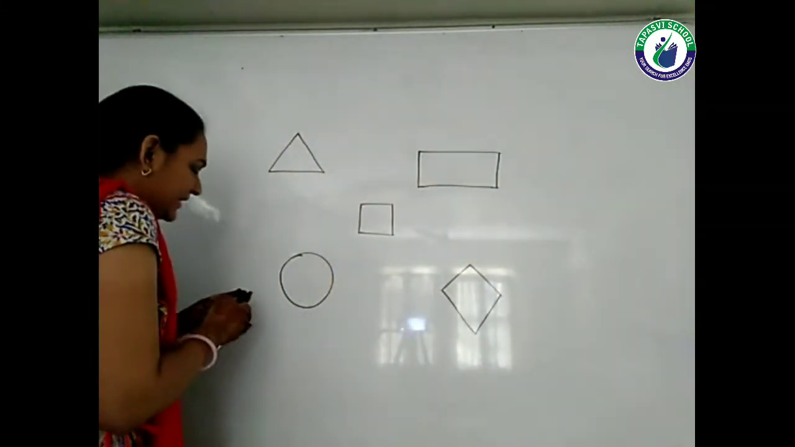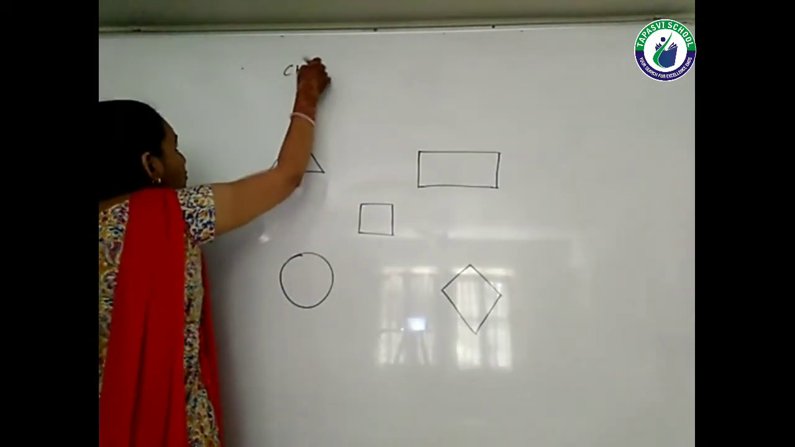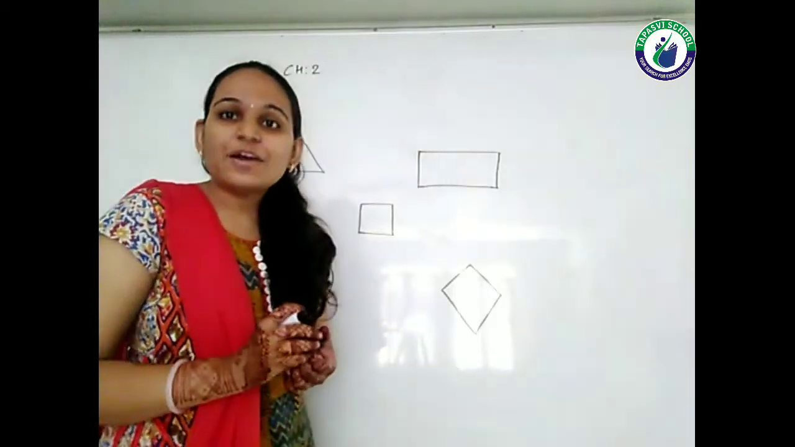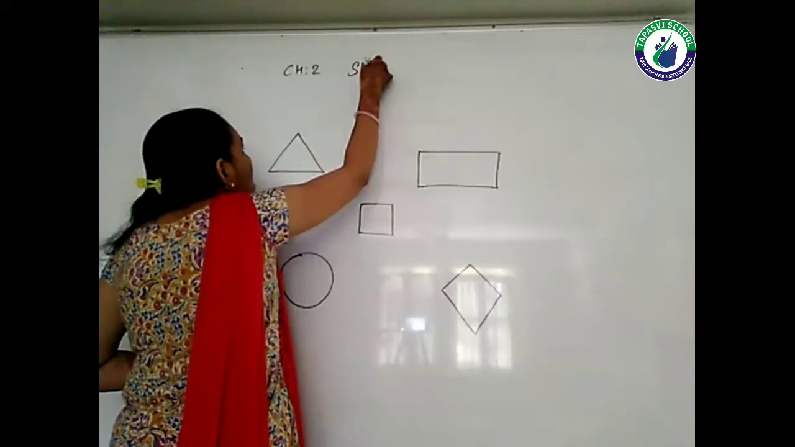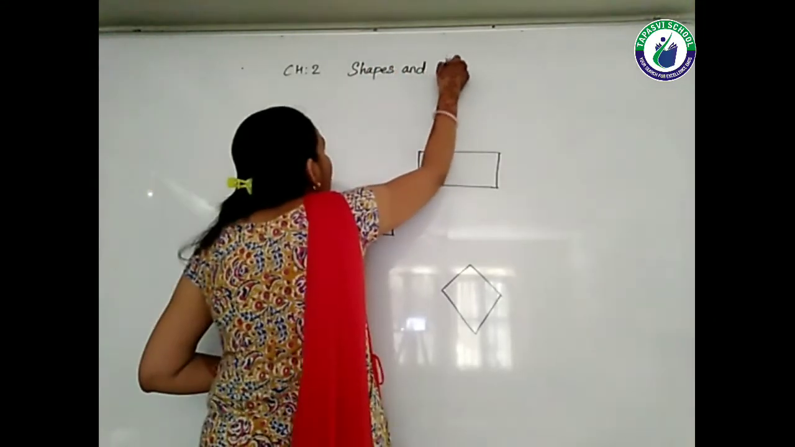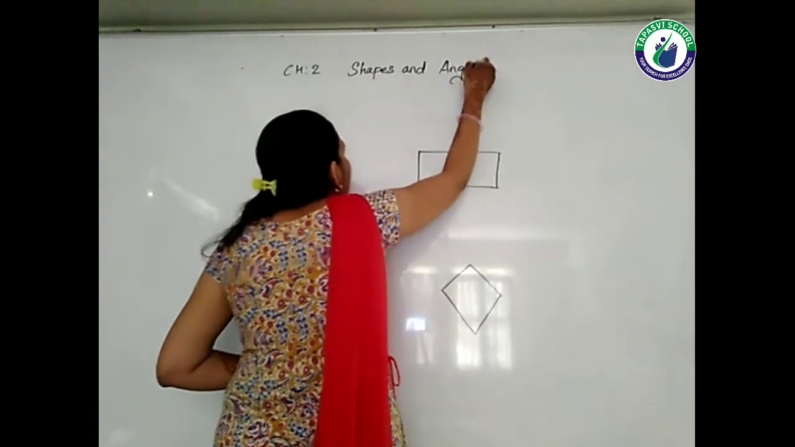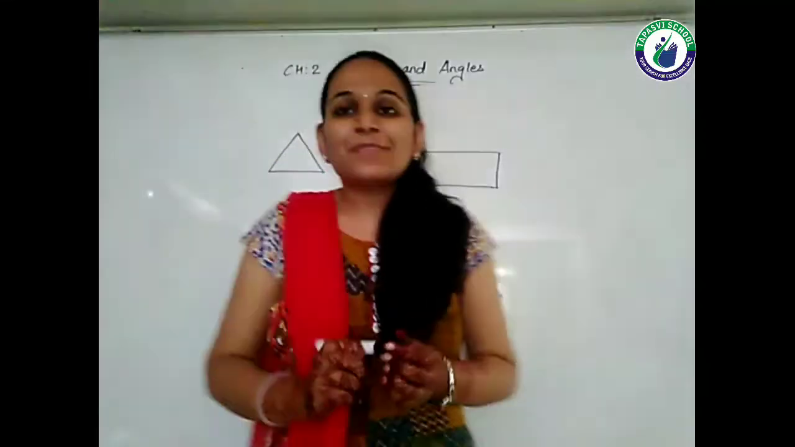So here we are starting, students, with chapter number 2. Chapter number 2, and the name of the chapter is shapes and angles. The name of the chapter is shapes and angles.